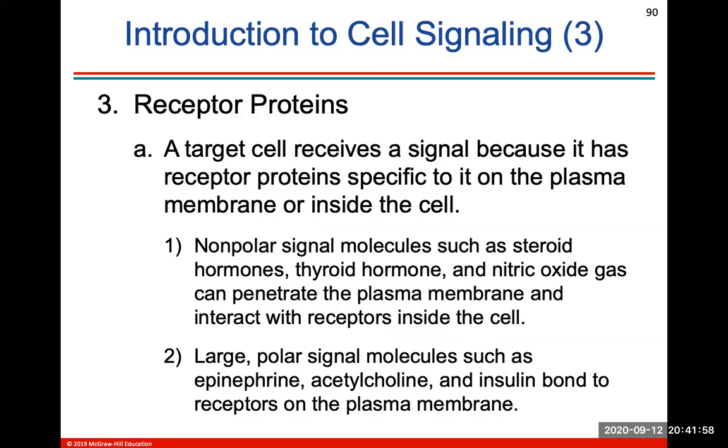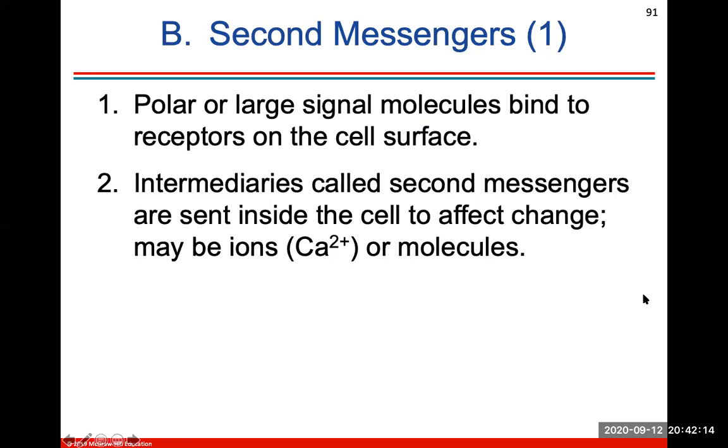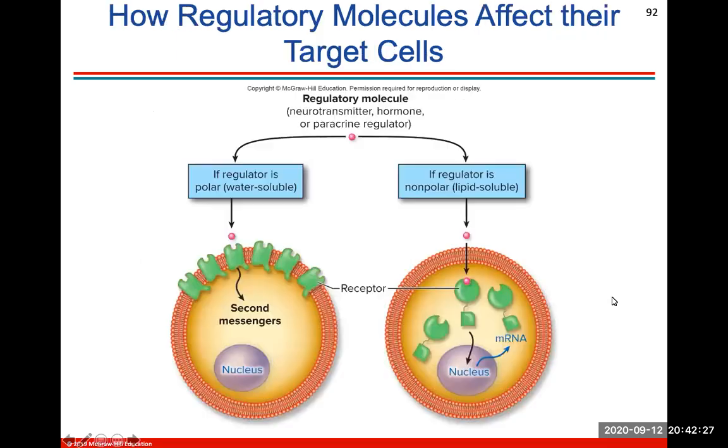Receptor proteins are on a target cell, and that usually receives the signal because it has some sort of receptor protein that's specific to it on the plasma membrane. And this goes through different receptor kind of proteins and what they could signal for. Polar or large signal molecules bind to receptors on the cell surface, and intermediaries are called second messengers. They're sent inside the cell to affect the change. They could be a calcium ion or another molecule.